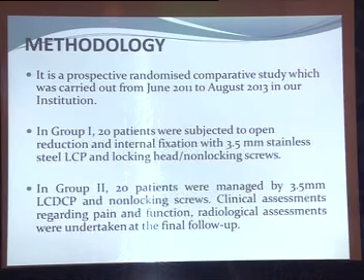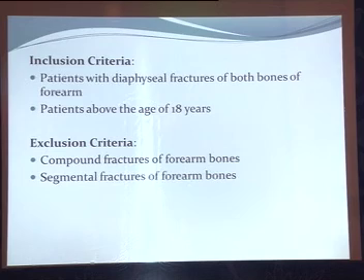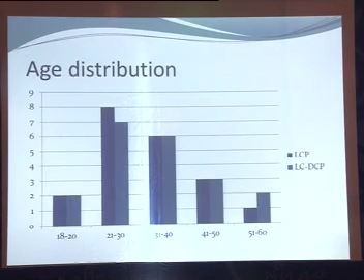Clinical assessment regarding pain and function, and radiological assessments, were undertaken at the final follow-up. The inclusion criteria are patients with diaphyseal fractures of both bones of forearm and patients above the age of 18 years. Exclusion criteria are compound fractures and segmental fractures. In the age distribution in both the groups, most of the patients fall in between 20 to 40 years of age.